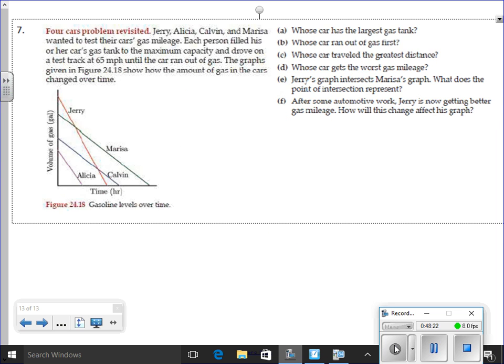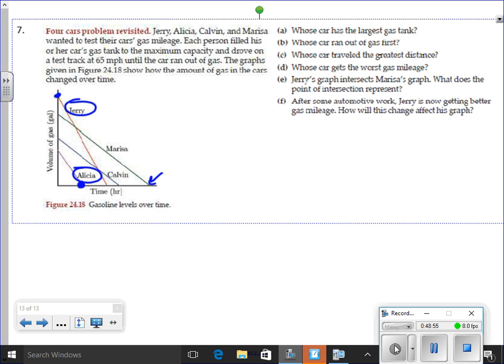In this problem, whose car had the largest gas tank? Well, who started with the most gas? That would be Jerry. Whose car ran out of gas first? Well, whose volume went to 0 first? That would be Alicia. Whose car traveled the greatest distance? Well, who was driving the longest? That would be Marissa. She was still driving.